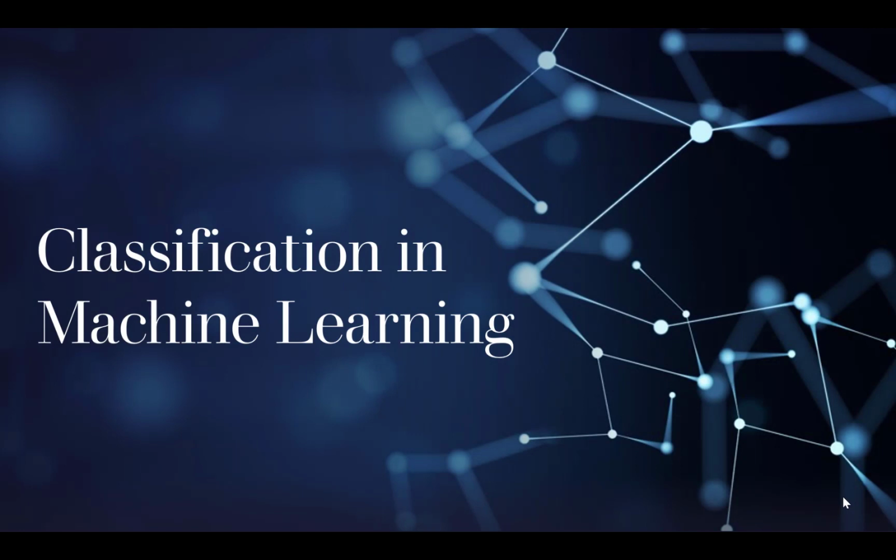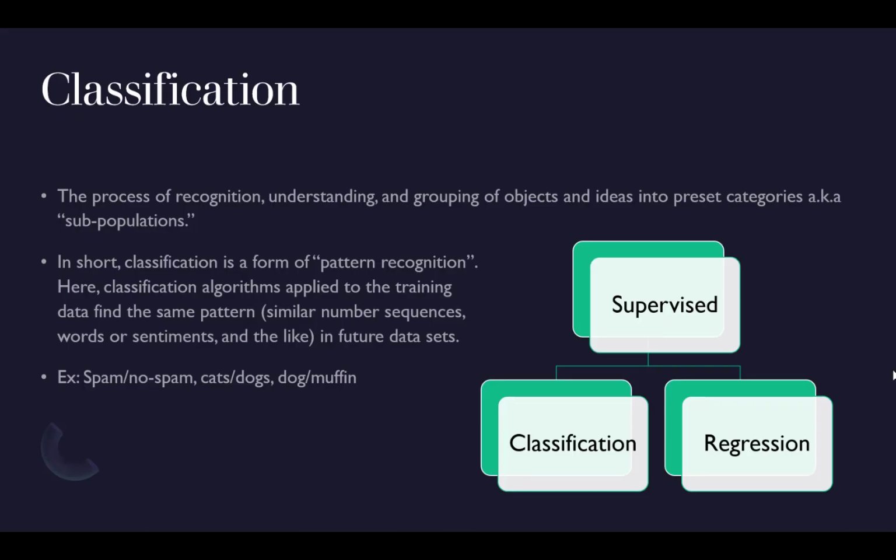Now let's talk specifically about classification in machine learning. Classification is a process of categorizing a given set of data into classes. It can be performed on both structured and unstructured data. The process starts with predicting the class of given data points. The classes are often referred to as target, label, or categories.